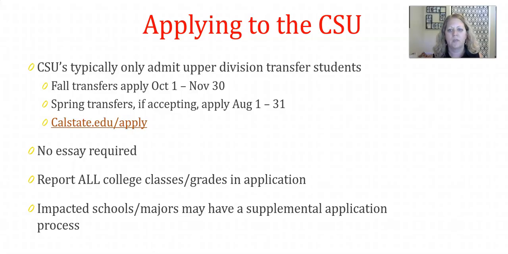All right, so CSUs typically only admit upper division transfer students. What that means is they are looking for students who have 60 or more transferable units. There are some schools that will admit lower division transfer students, so students that have less than 60 units, but those are typically schools that are not impacted. So it's not going to be Cal Poly San Luis or San Diego State. It'll be the smaller schools that have more room.